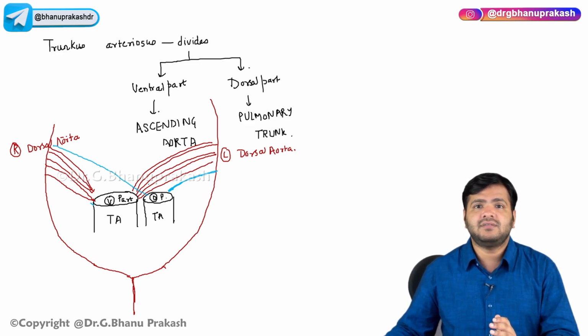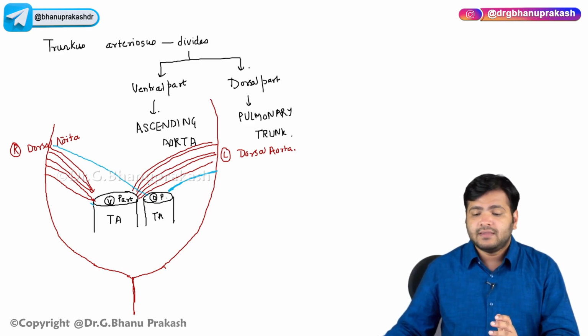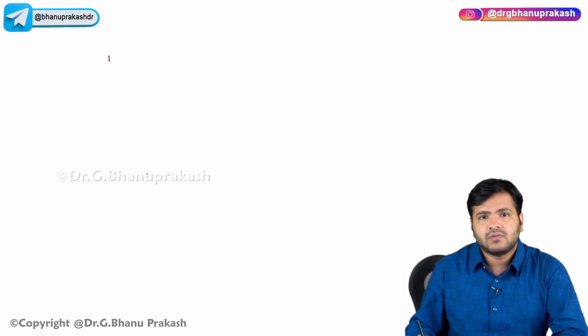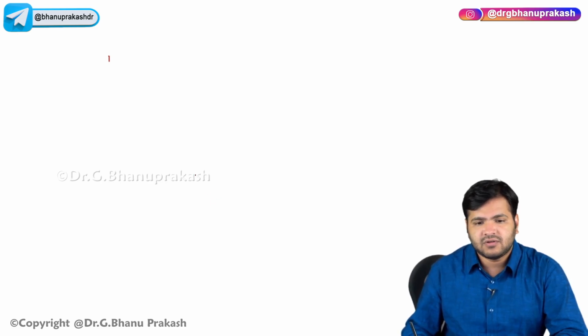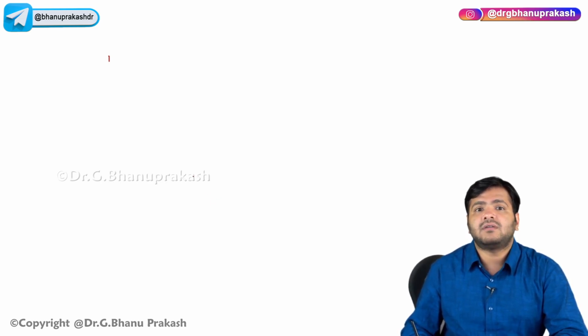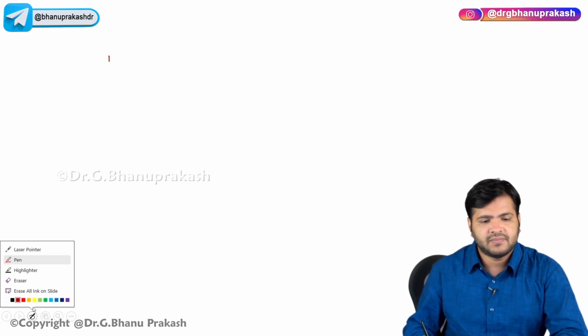So let us draw a diagram. This will be a big diagram, so kindly draw it in one, and everything will be covered in this particular diagram. Let us discuss this. Try to draw it. Let us first draw this. You already know we have the truncus arteriosus.